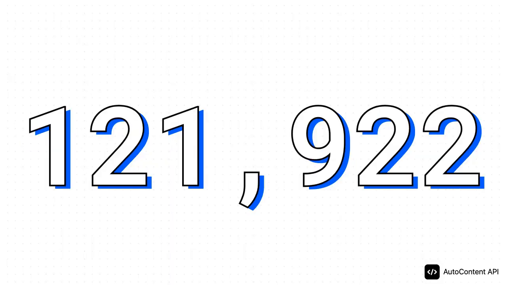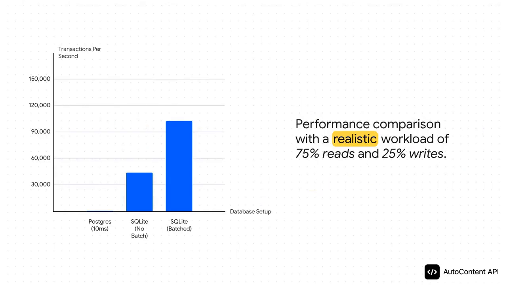And when we apply this technique, the results are just mind-blowing. We're now clocking in at over 121,000 transactions per second. I mean, think about that. We went from just a few hundred on the network database to over 100,000 on the embedded one. It's not even close. But what about a more normal workload?